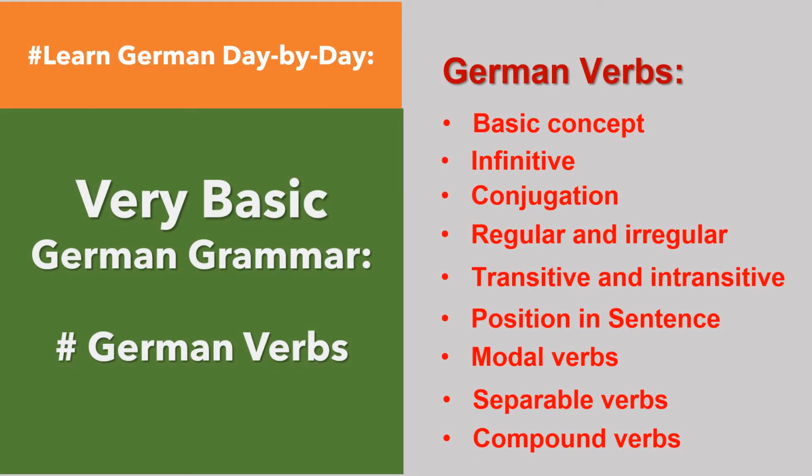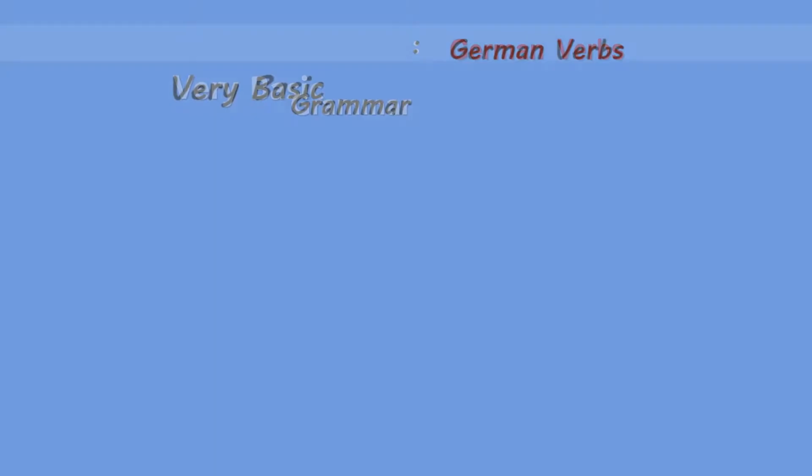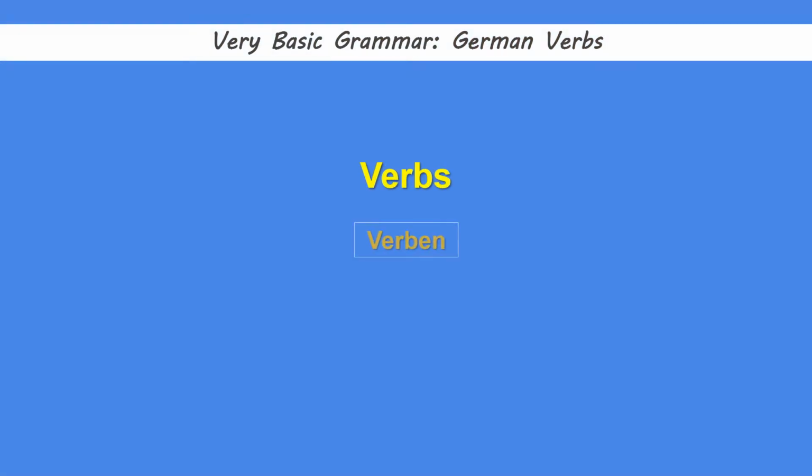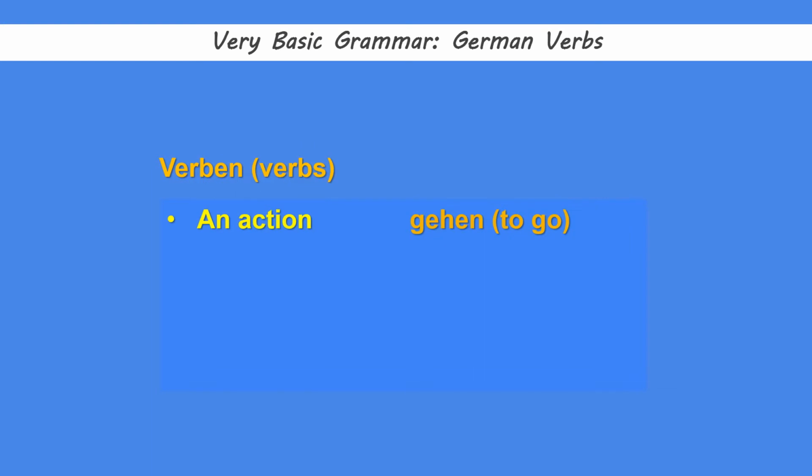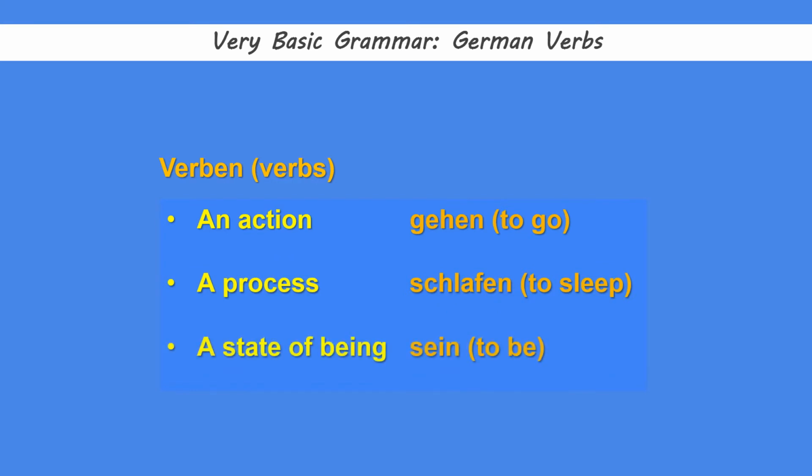In this session, let's have some basic ideas about German verbs. Verben. Verbs, or doing words, express an action, a process, or a state of being.